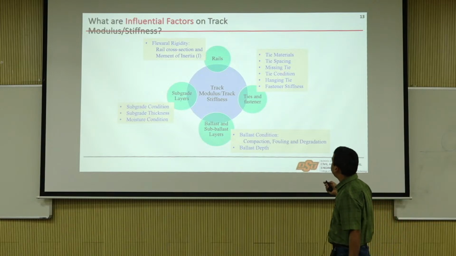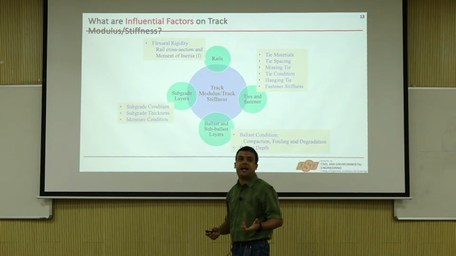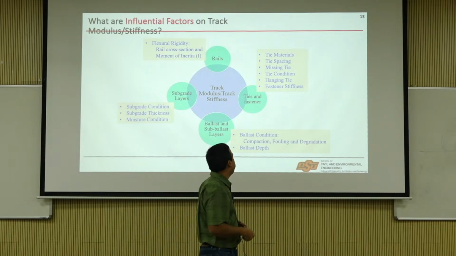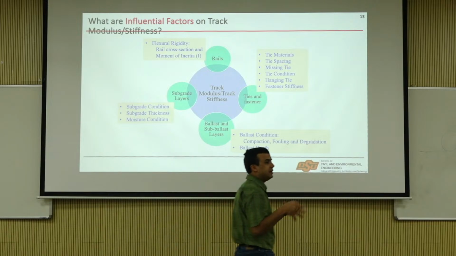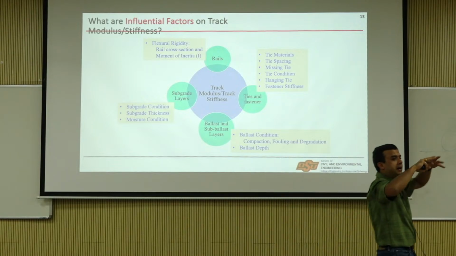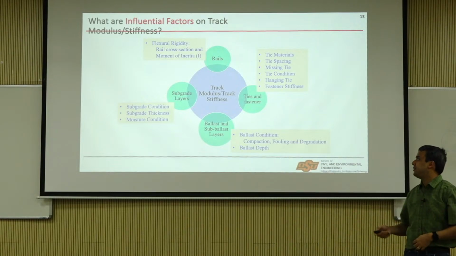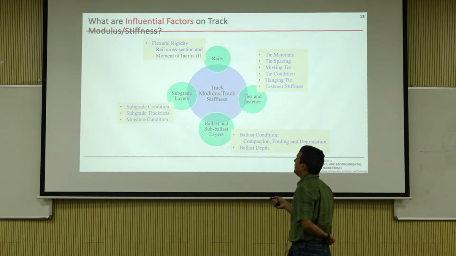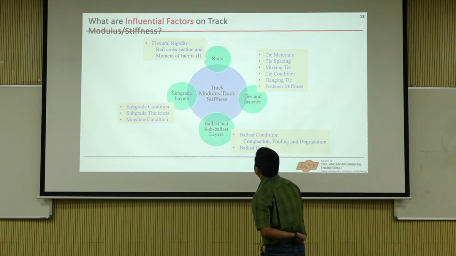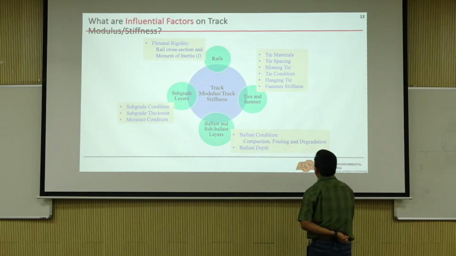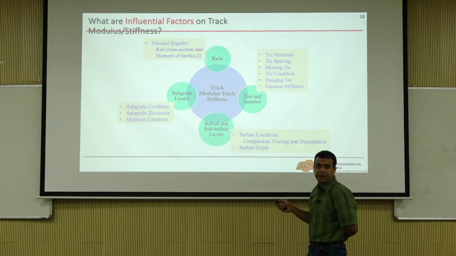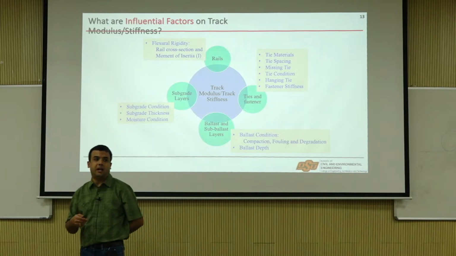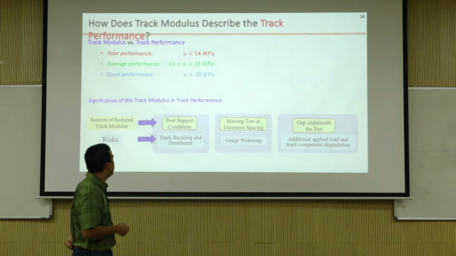That's tie condition. Then you have a hanging tie. I told you this already. If contact is missing, right? Fastener stiffness, again the fastener is between the rail and the tie, that stiffness affects as well. Sublayers, subgrade layer, subgrade condition, thickness, moisture condition, ballast and subballast, ballast condition, compaction, fouling, degradation, ballast depth and everything. So all of this is going to affect your track modulus, right?